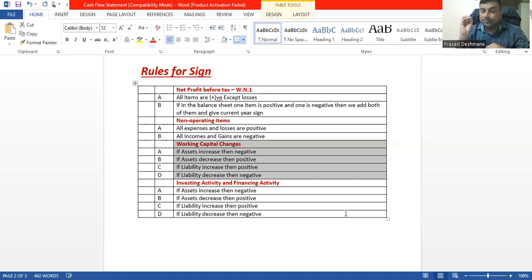Let's take an example. If your outstanding expenses previous year was 5,000 and current year is 1,000. Why is it decreased by 4,000? Because you paid them. So when you paid them, it's an outflow of cash. Correct? So that's why these are the rules.